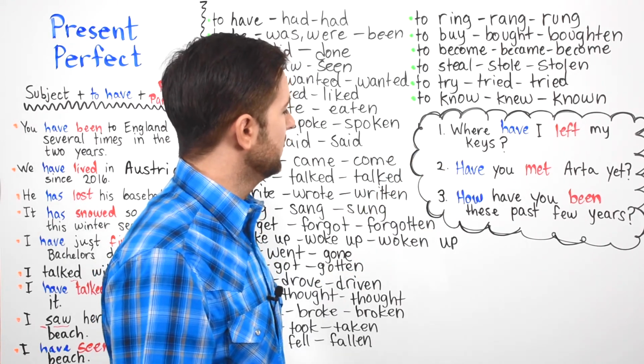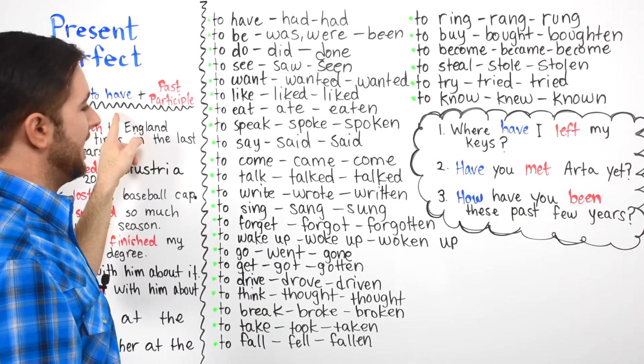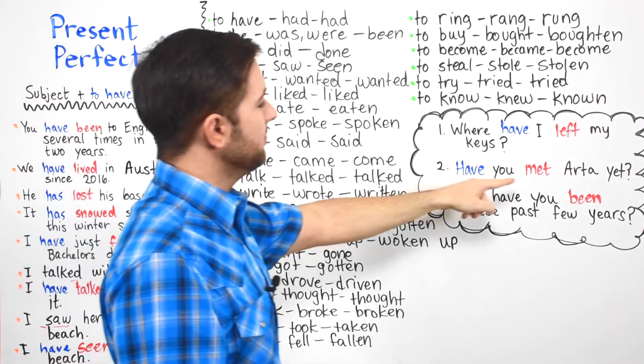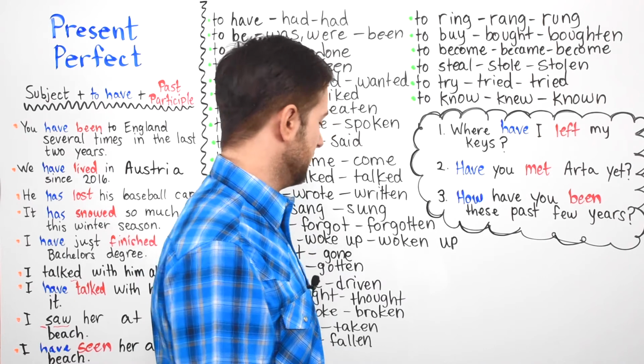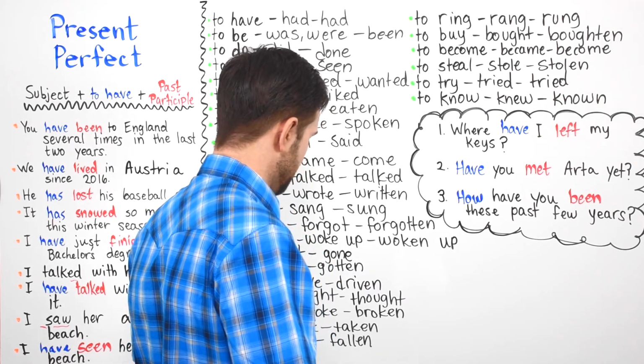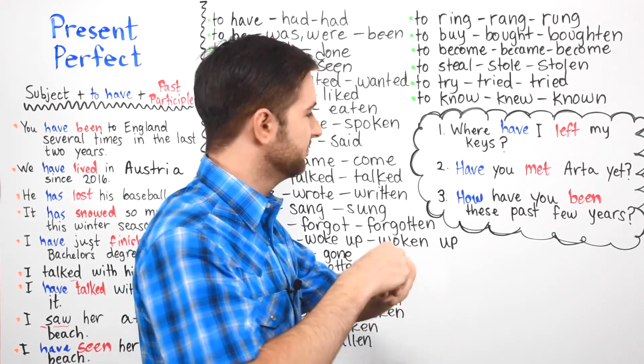Number 2, now we're going to use the verb have in the beginning. Have you met Arta yet? Okay, have you met Arta? No, I haven't. I have not met her yet. Nice to meet you, Arta.